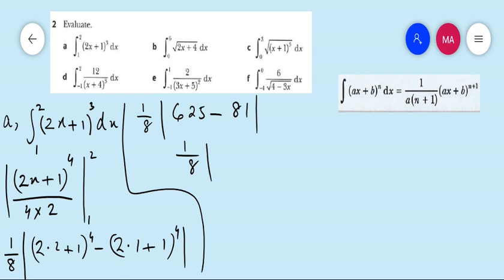625 minus 81 is 544. Divided by 8, it's 68. This is our final answer of part A. So hope you enjoy this part. Move to part B.